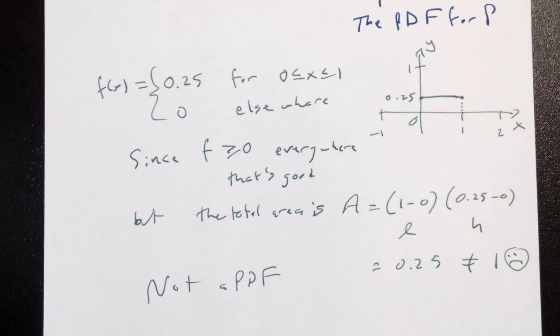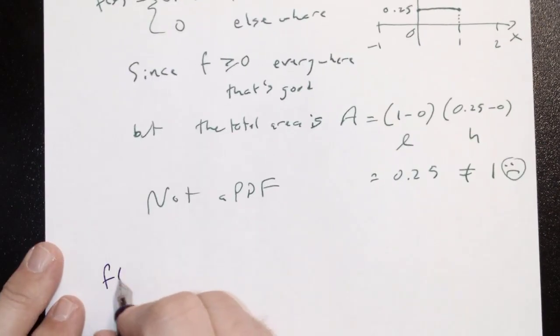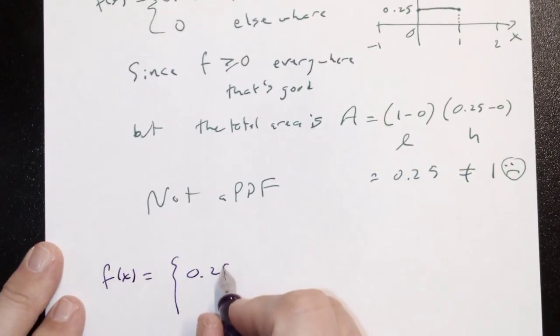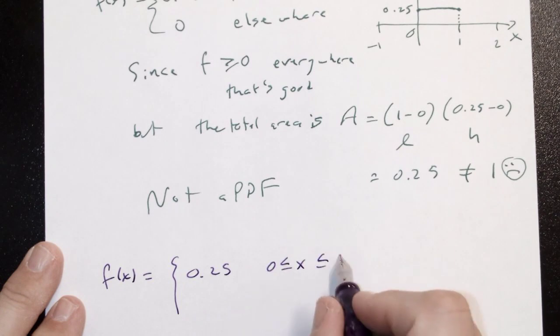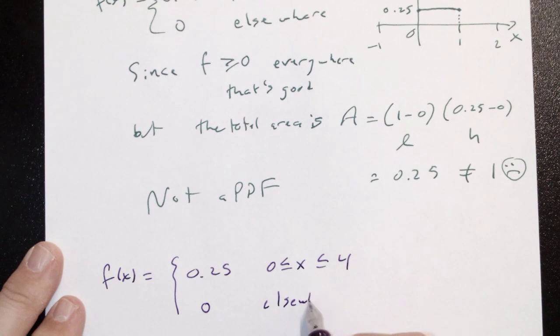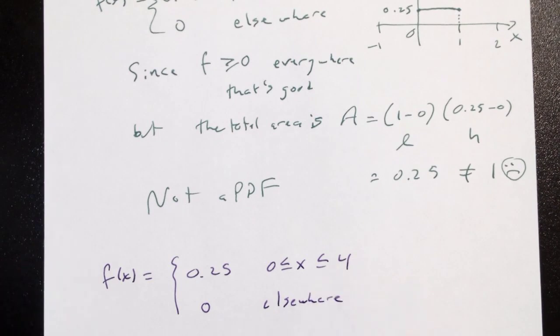How could I make the area of the box equal to 1? Either make it higher or longer. Exactly. Either make it longer or make it taller. So if I changed this function, then the area in the box would be 1, right? Because now it's 4 units long and 0.25 high. I multiply that, I get 1. That works.